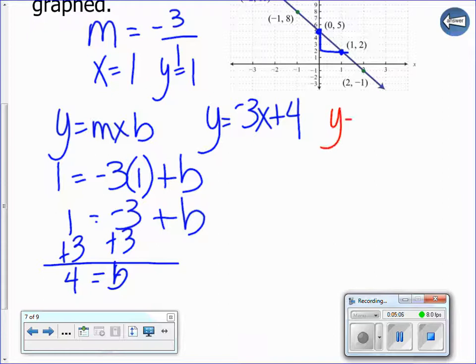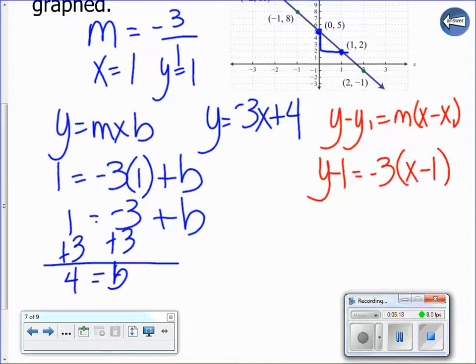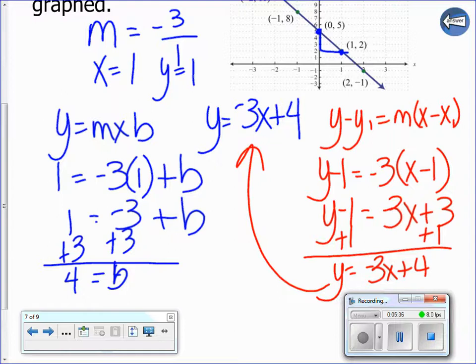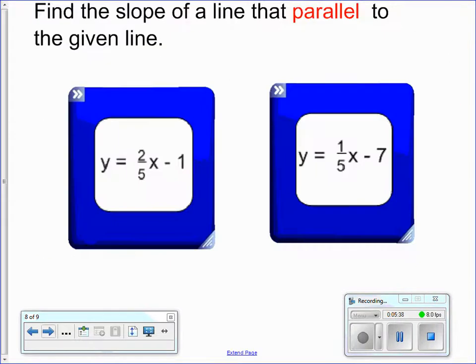Now I'll do it with point slope. So y minus y1 equals m times x minus x1. Plug in my values. y minus 1 equals negative 3 times x minus 1. So y minus 1 equals negative 3x plus 3. Add 1 to both sides. And I get y is equal to negative 3x plus 4. Same as that one.